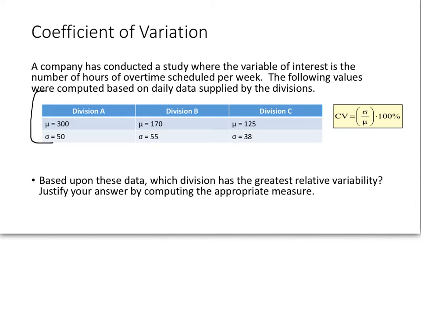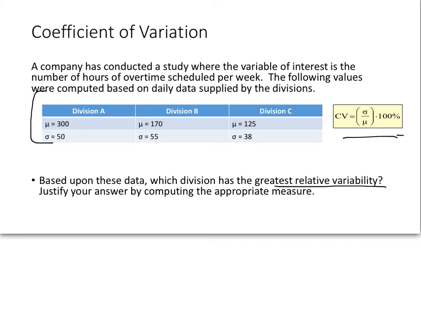This is our coefficient of variation measure here, and so we take sigma over mu and multiply by 100. When you're given these data points, you would then calculate these, and the question is, based upon these data, which division has the greatest relative variability? Justify your answer by computing the appropriate measure.